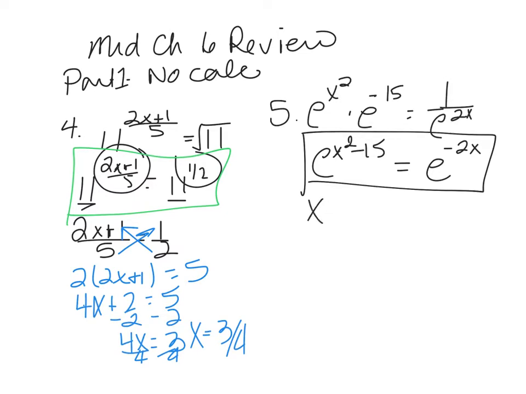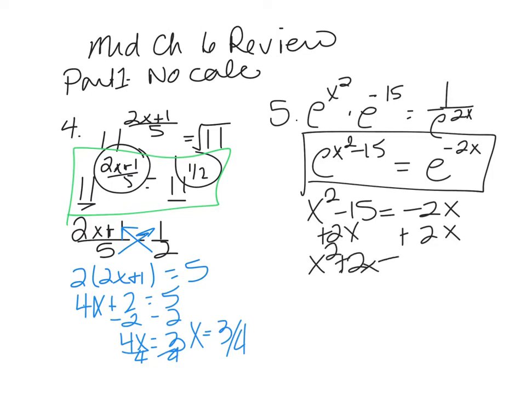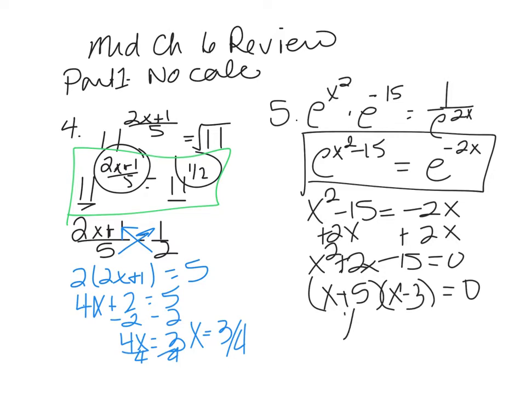You get x squared minus 15 equals negative 2x. Add the 2x to both sides. So we have x squared plus 2x minus 15 equals 0. What two numbers multiply to negative 15 and add to positive 2? X plus 5 and x minus 3, so x is negative 5 and 3.